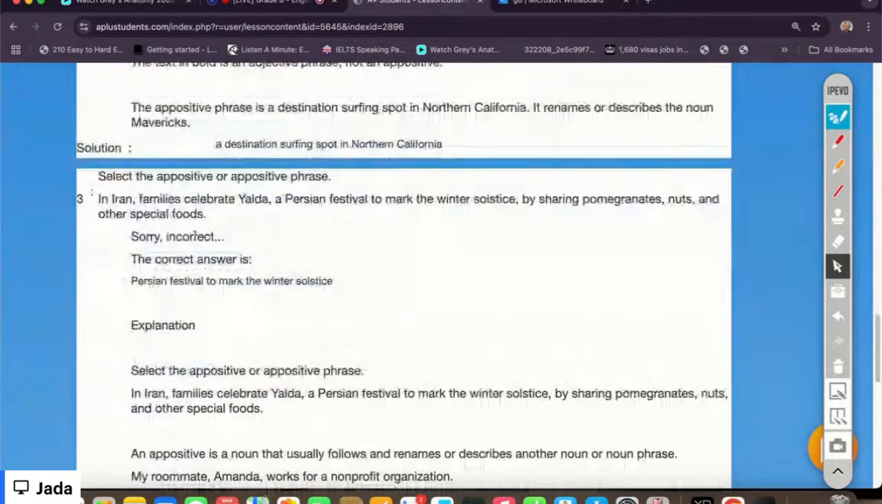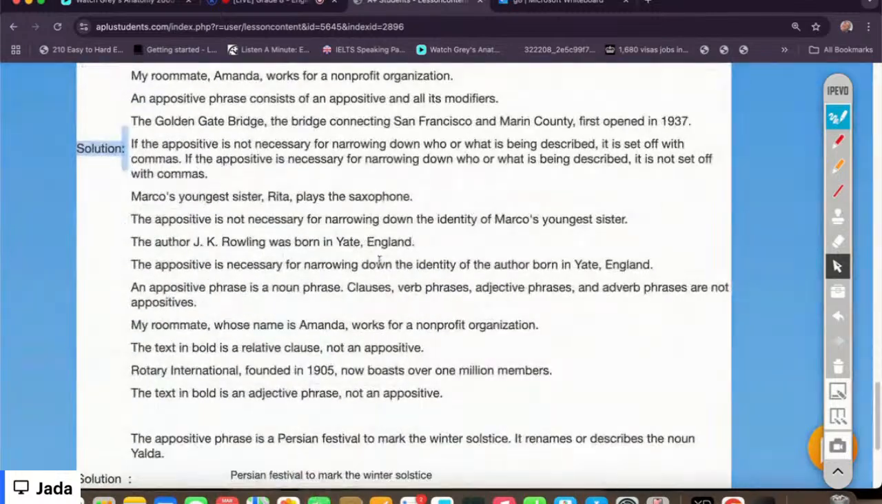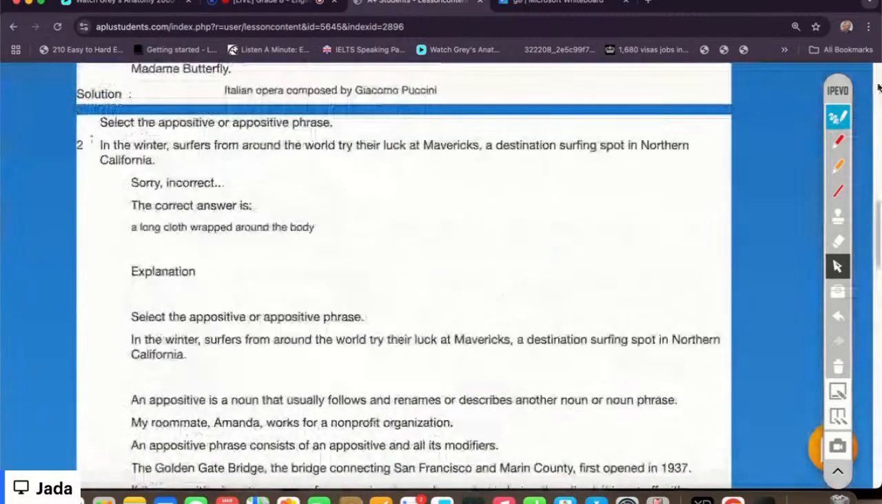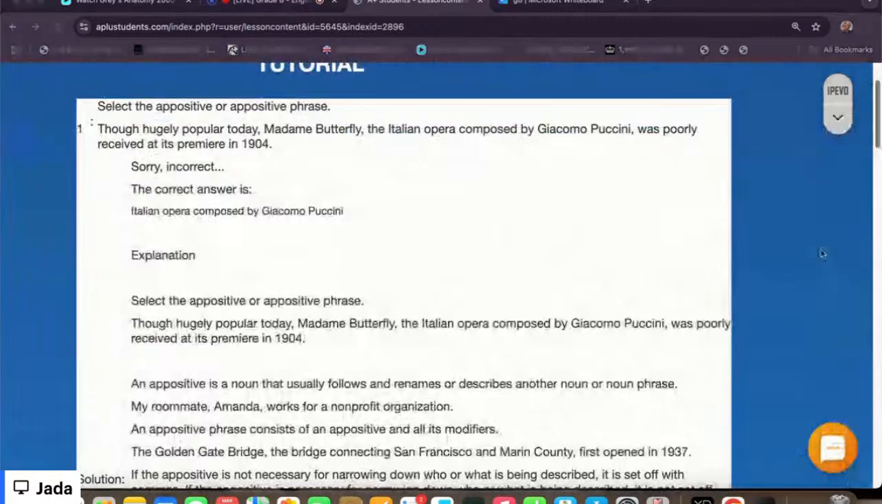So in Iran, families celebrate Yalda, a Persian festival to mark the winter solstice, by sharing pomegranates, nuts, and other special food. So, what is the right one here? Okay, so we'll move on to the test, and you can share your answers with me if you know them.